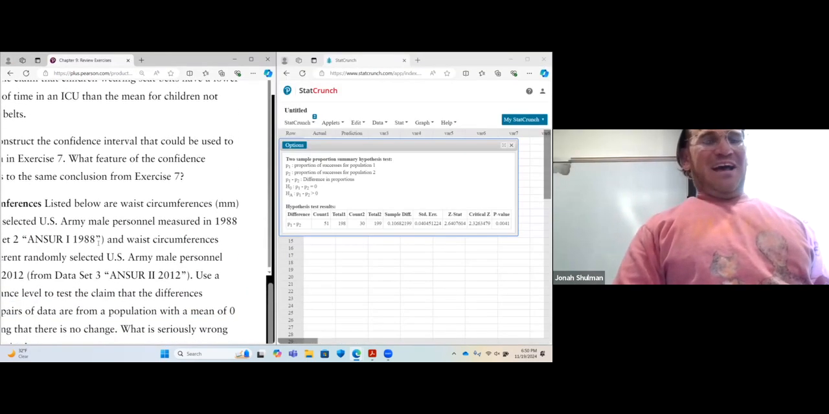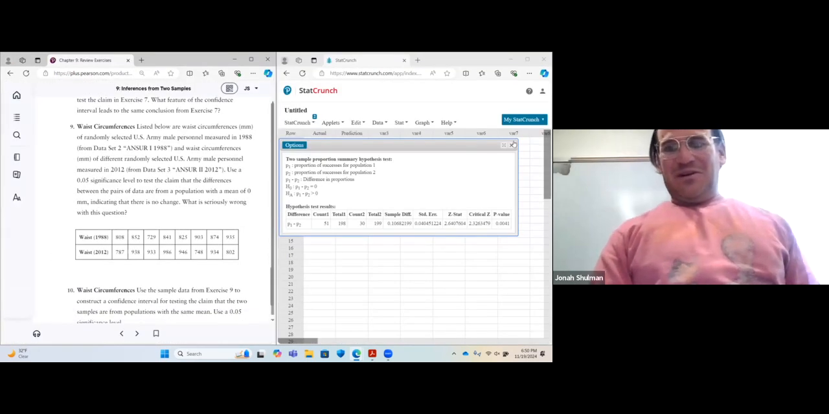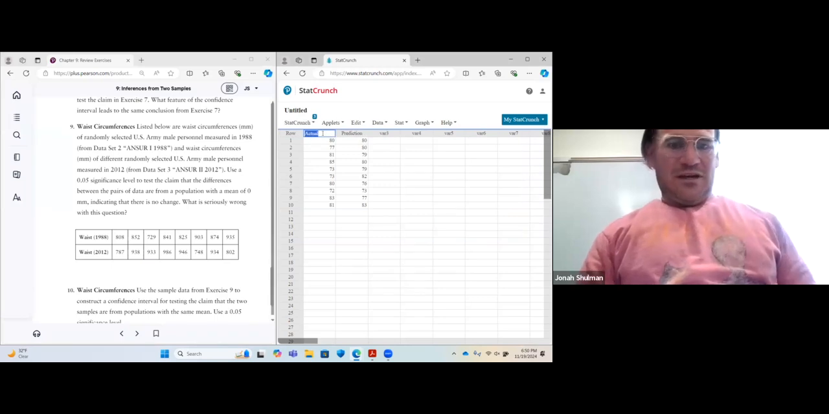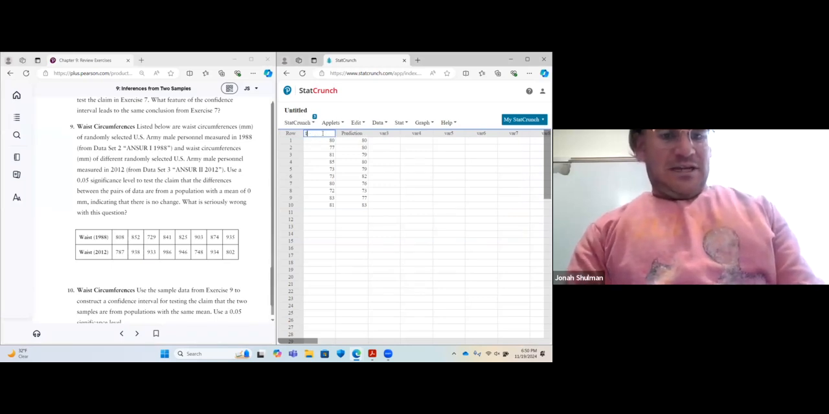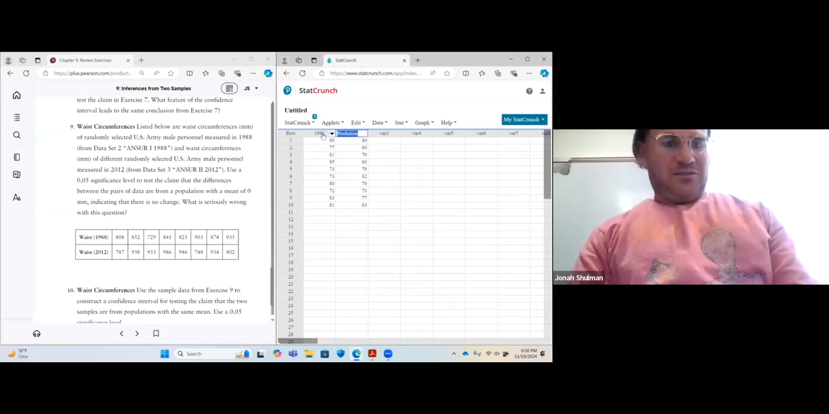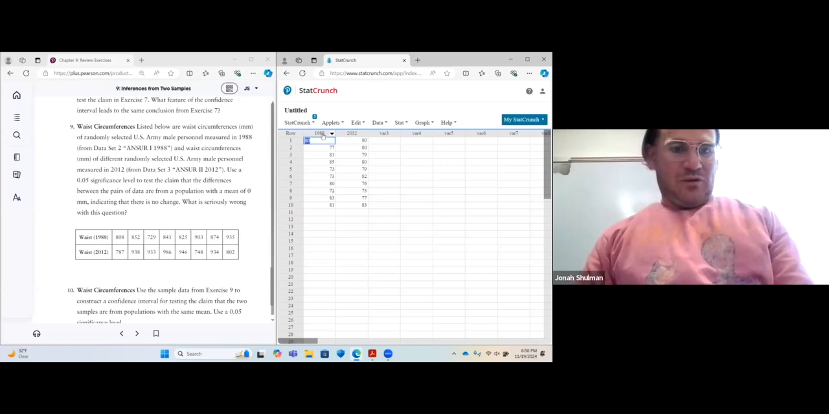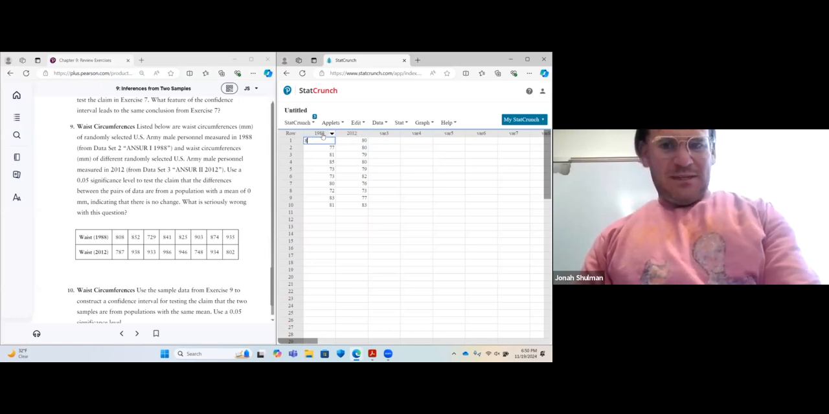And we'll see what happens, right? All right, so here we go. So I'm gonna put the guys from the 80s and the guys from 2012, and we're gonna see what happened to their waist size. Millimeters and waist size too, not centimeters. This is weird.